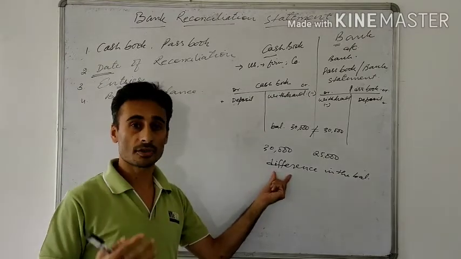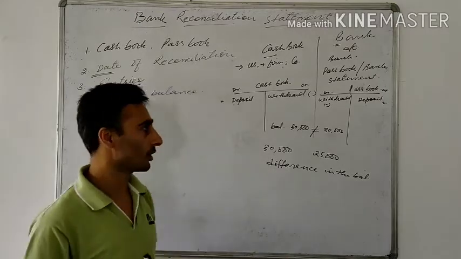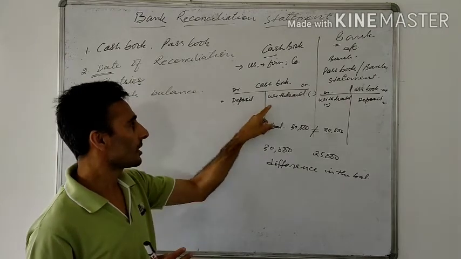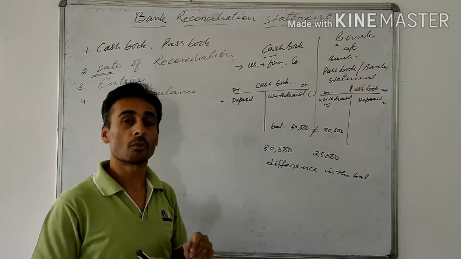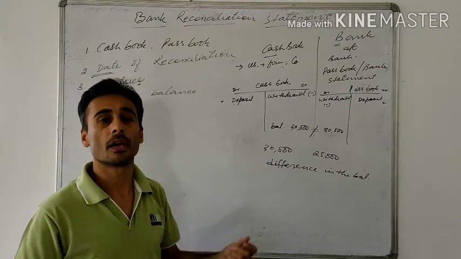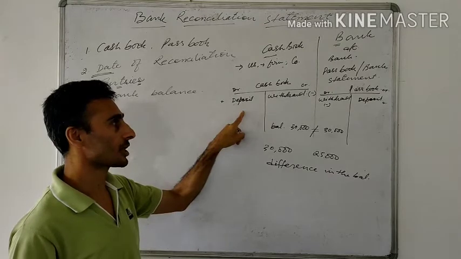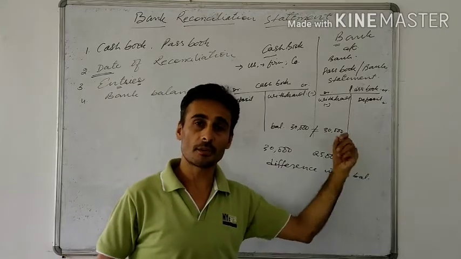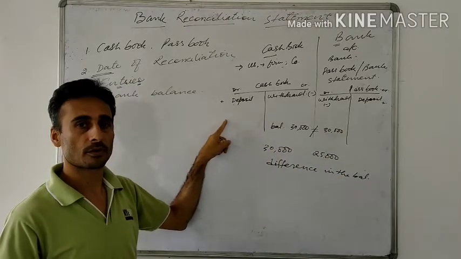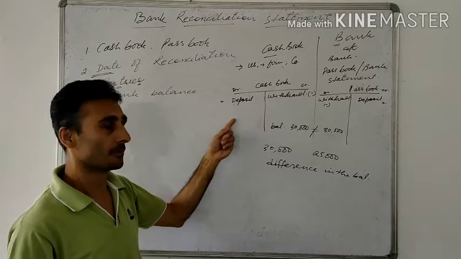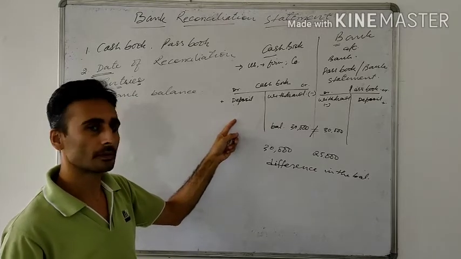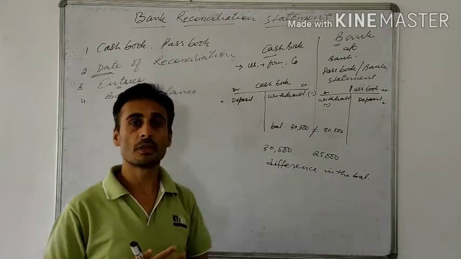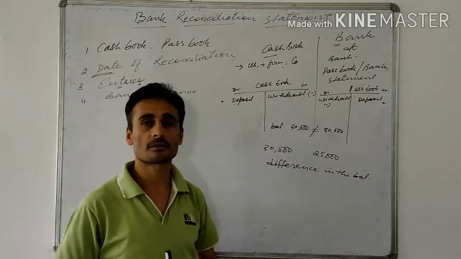By finding out the causes of differences. You have to find out the reason for these differences. For this, you have to go through each of the entries and find out which of these entries are not recorded and where. There may be some entries recorded in the cash book but not made in the passbook. There may be some entries made in the passbook but not in the cash book. Or there may be some error made by the firm while making the entries in the cash book. There may be some error made by the bank while making entries in the passbook. And all these things will lead to the differences in the balances.